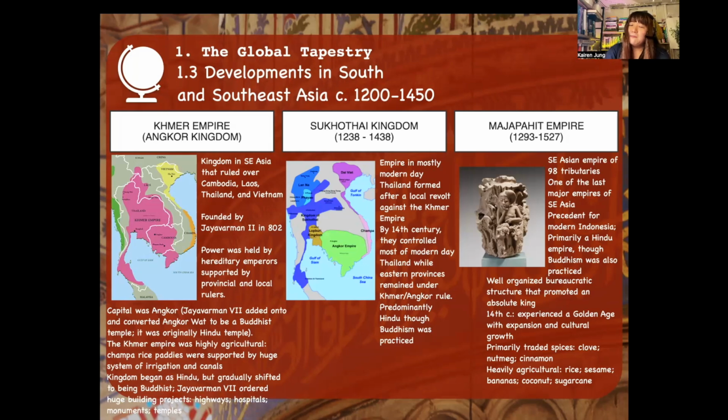It was primarily a Hindu empire, though Buddhism was also practiced, and you had a well-organized bureaucratic structure there promoting an absolute king. And in the 14th century, you had a golden age with expansion and cultural growth. They primarily traded spices like clove, nutmeg, and cinnamon, and it was very agricultural over there. You had rice and bananas and coconut and so on.